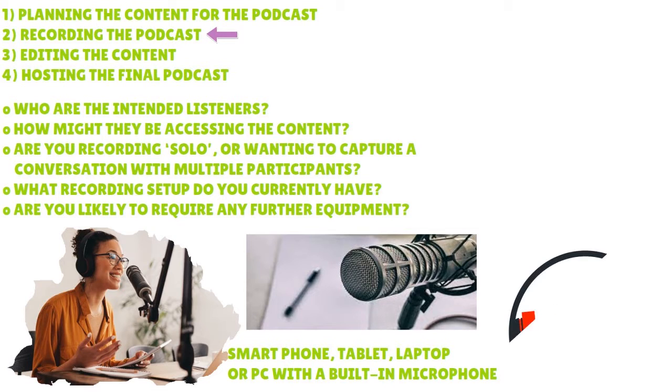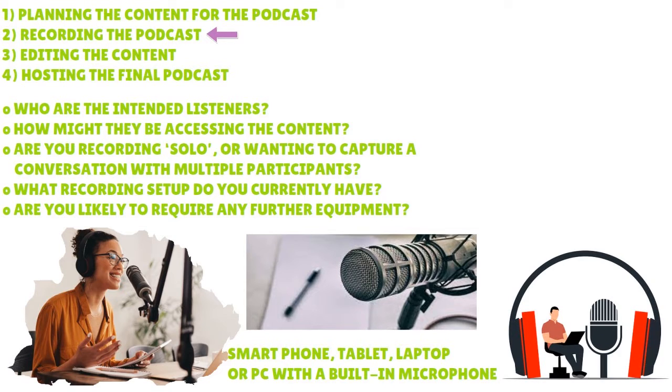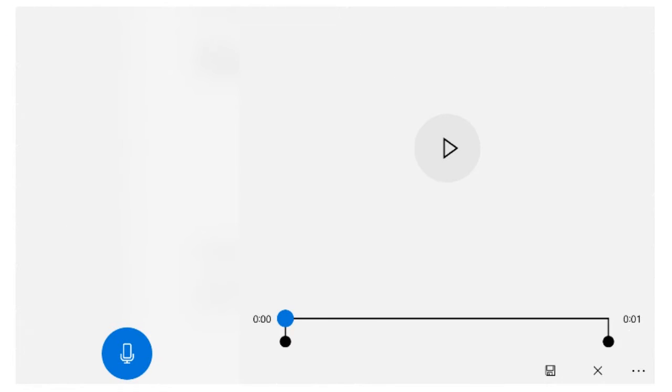A set of earphones or headphones can also be useful for blocking out unwanted background noise during the recording process. If you're simply looking to record solo, then you can use the voice recorder app built into Windows 10. This provides basic recording and editing features and is one of the best and simplest ways, in our view, of capturing audio content. Most modern mobile devices also come with their own built-in app, which will have a similar level of functionality.